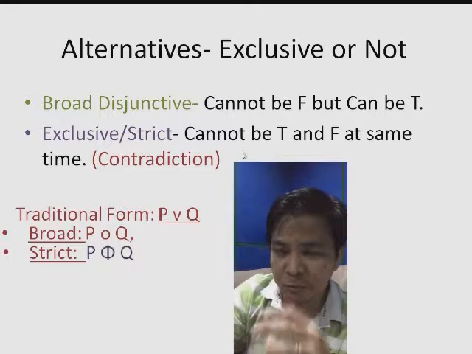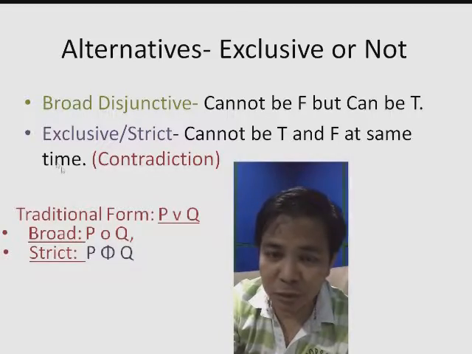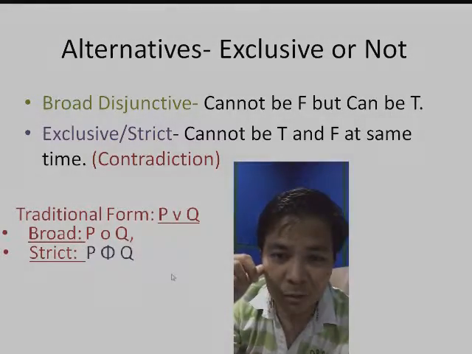So there is no certainty as regards the value or the quality of the other disjunct. So those are the rules of disjunction.